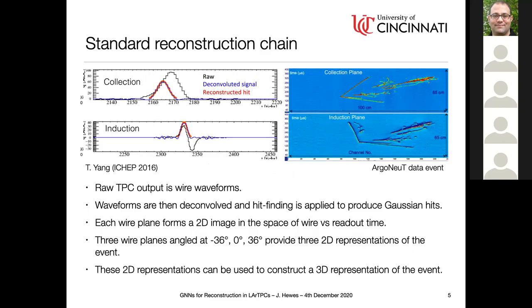Very quickly, to talk about what kind of low-level reconstruction is done. On your induction planes, the first two wire planes, because the electrons are drifting past them rather than being collected, you get this bipolar peak. And so you need to perform deconvolution on the wires to get a nice Gaussian shape in your wire hit that you can then fit Gaussian hits to. And that's the low-level reconstruction you do, just to deconvolve and then hit find your wires. And then once you have those hits, you have these three 2D images angled at -36, 0, and 36 degrees. And that gives you enough information to mostly resolve the degeneracies and work backwards from those three 2D representations to a 3D representation.